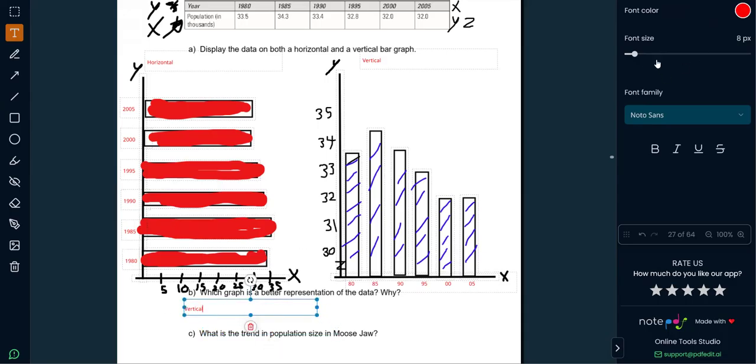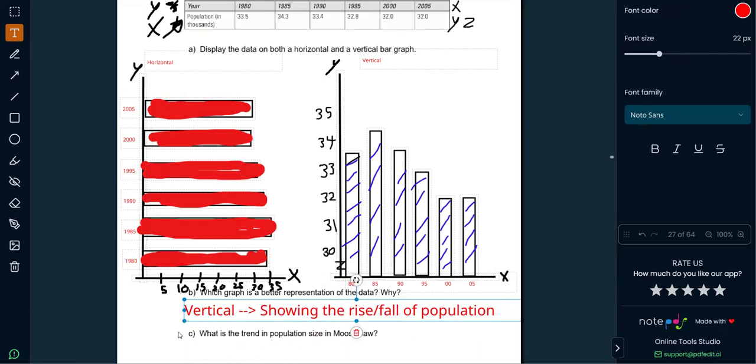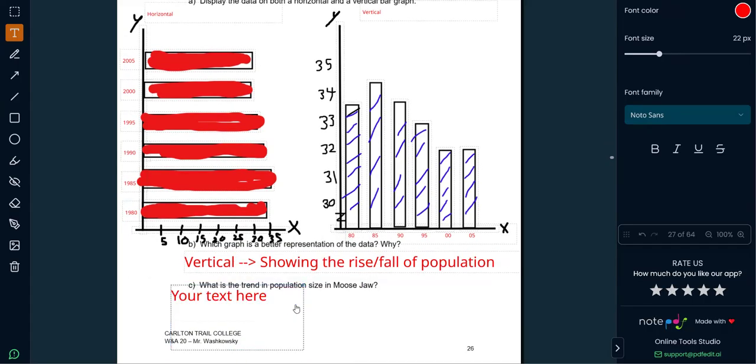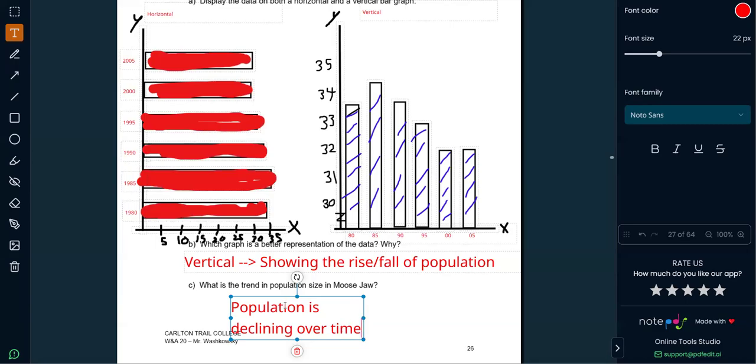But let's imagine we had done that for the other one as well. So let's imagine the horizontal graph, we also did our little zoom in. If that's the case, vertical is still better. Why? Well, it's showing the rise or fall of population, right? So it makes sense to make it vertical in this case. So what's the trend here? What's happening to the population of Moose Jaw? The population is declining over time.